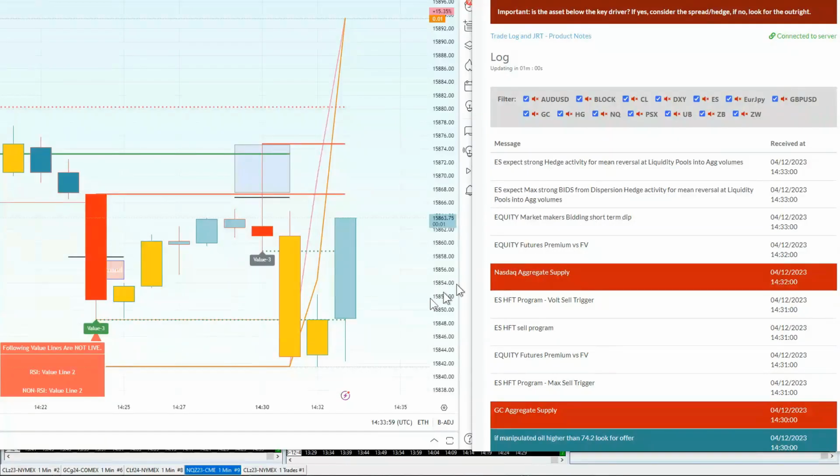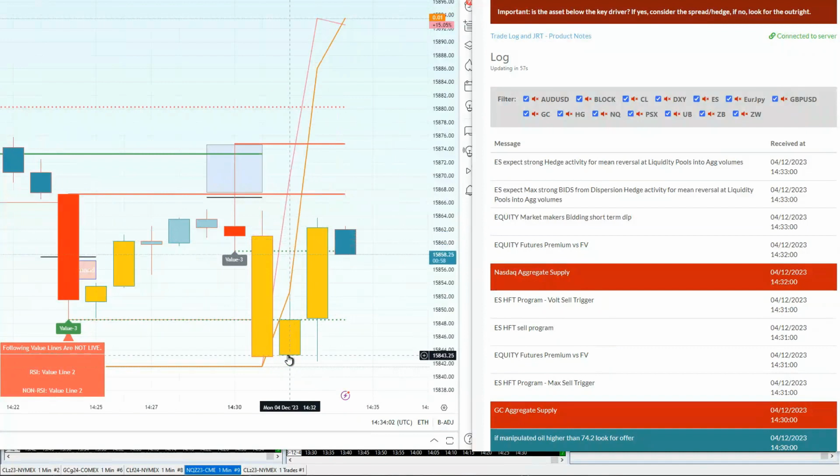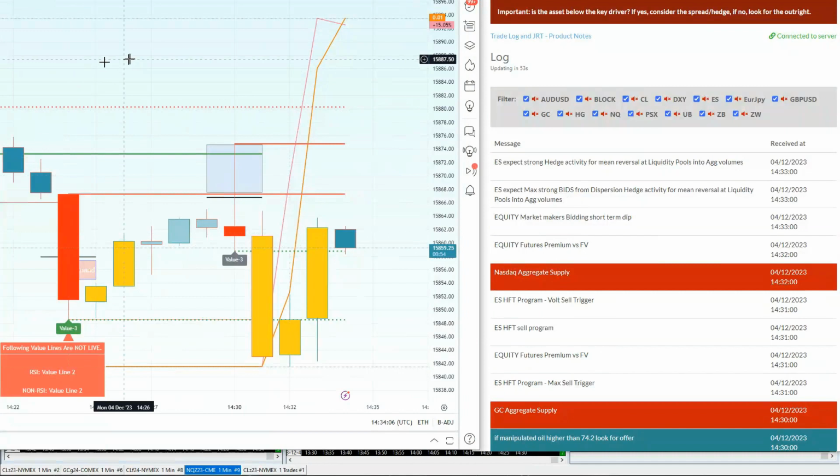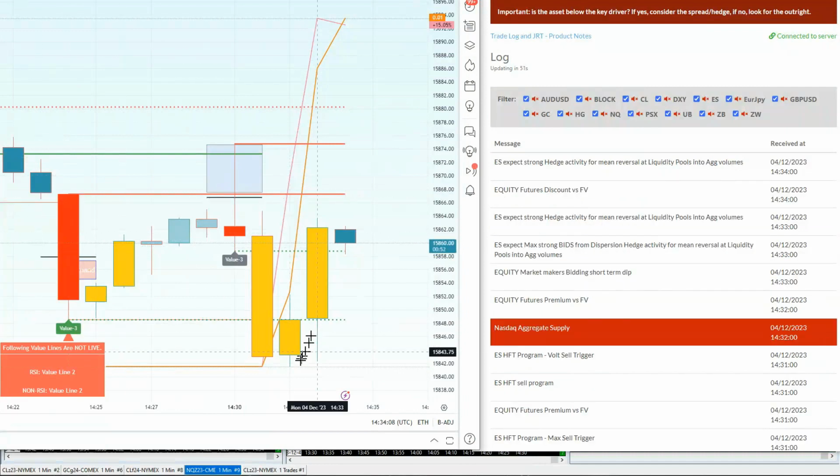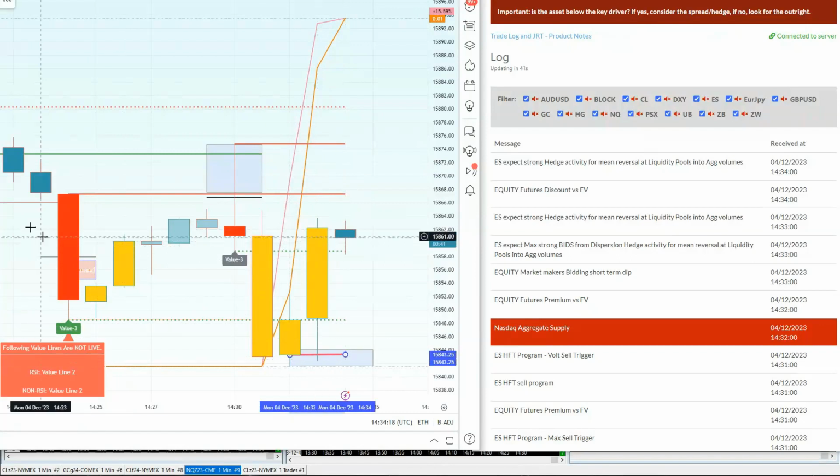The short term dips at 14.33. So this is this candle here. We also get a max strong bid coming in at 14.33. So obviously that means that on this retest here, that's going to be the trade you're looking for to buy into right there. And what a crazy good buy trade that was off that max trade level. You see how good that was?